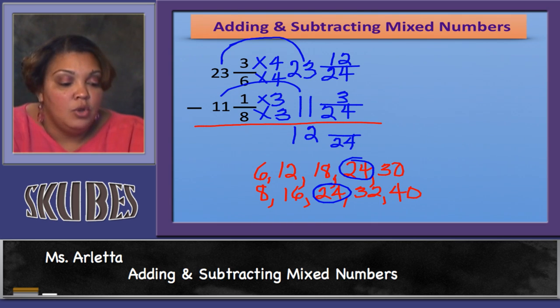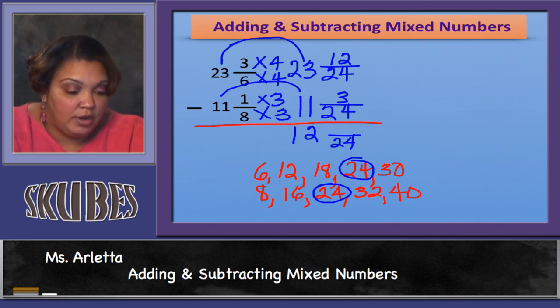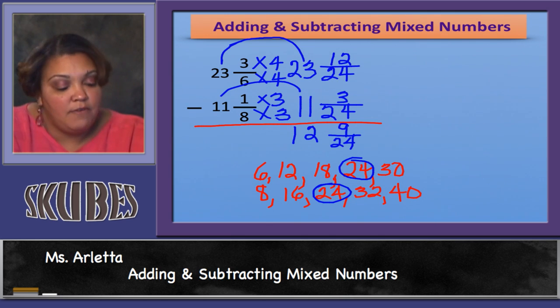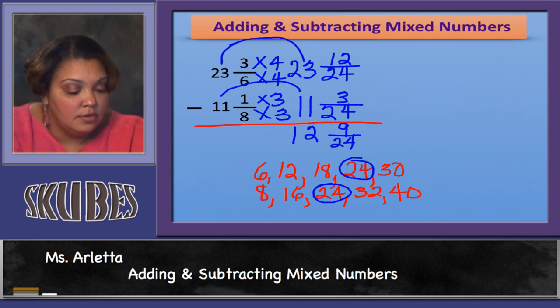And at this point, we just need to subtract the 12 minus the 3, those two numerators. And 12 minus 3 is 9. So our final answer is 12 and 9/24.